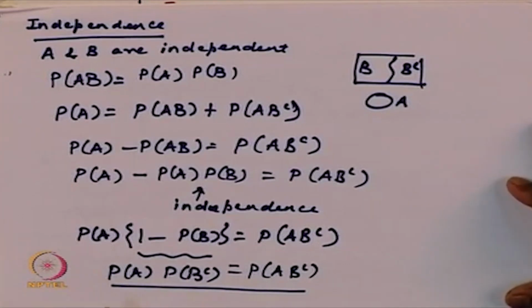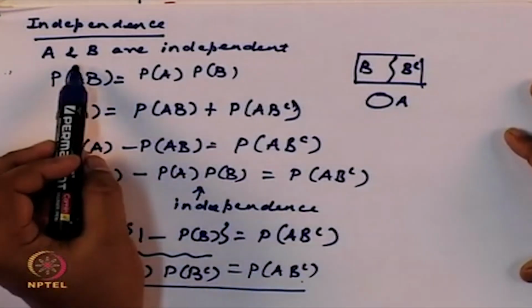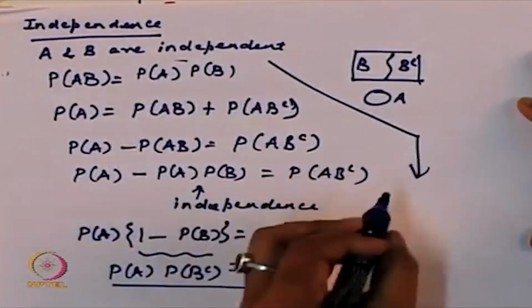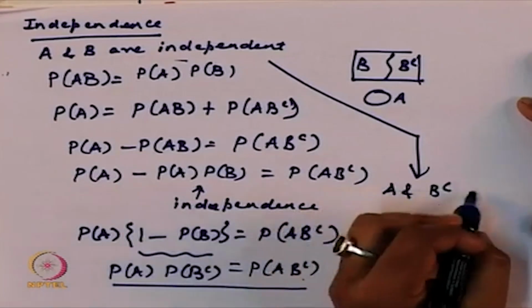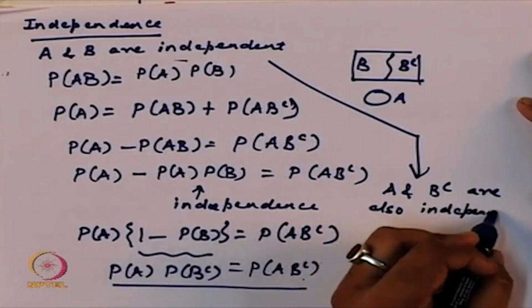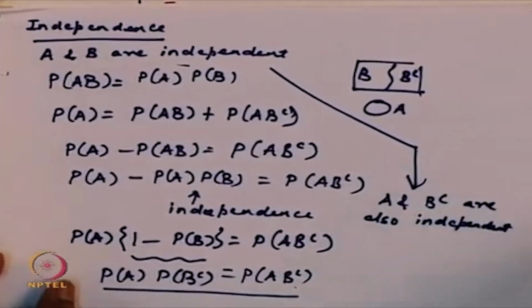What this tells you is that if A and B are independent, the probability of A and B complement is equal to the probability of A into the probability of B complement. So, if A and B are independent, A and B complement are also independent. This completes our initial description of probability and conditional probability. I would next start with the concept of random variable.